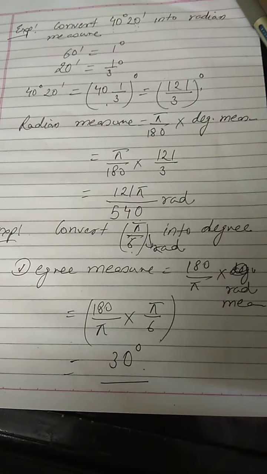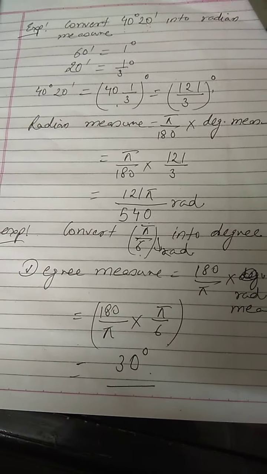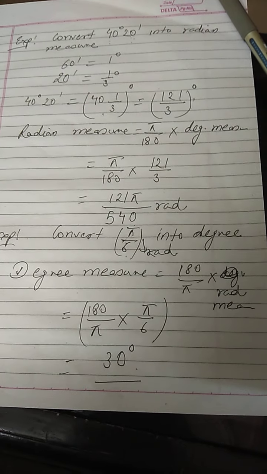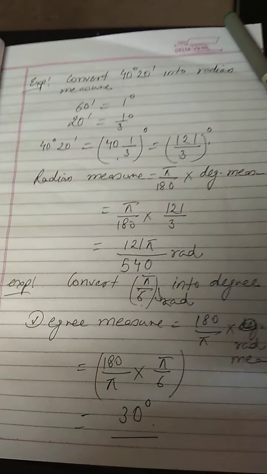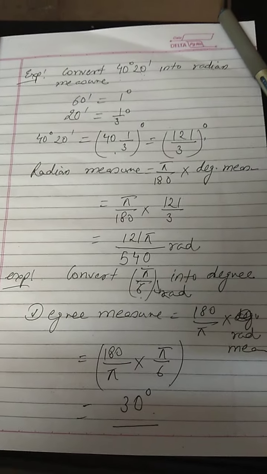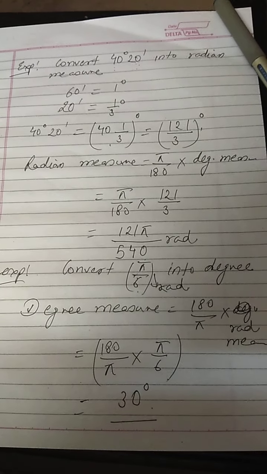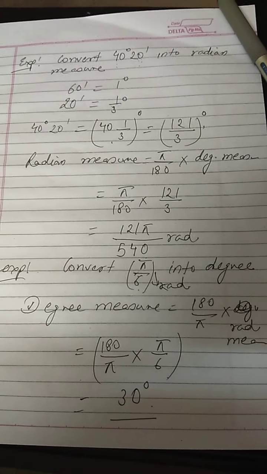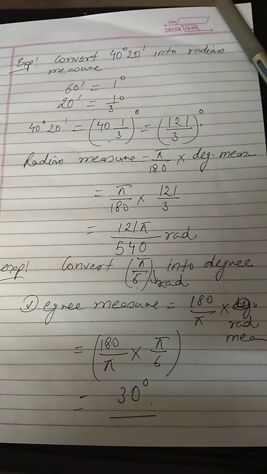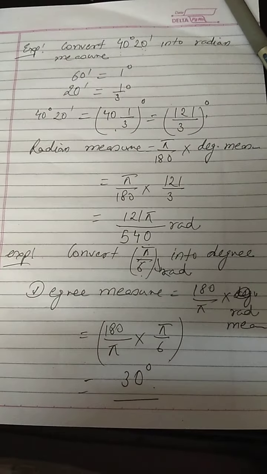And so on, 5 pi by 4, 5 pi by 6, and like that. Whatever radian measure is given, we can convert it into degree measure. I hope this concept of degree measure, radian measure, and the relationship between them is clear. You can do a few sums of the first exercise, where all the conversions are done. Okay, so thank you class.